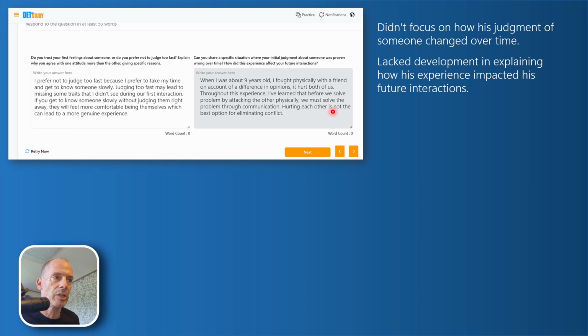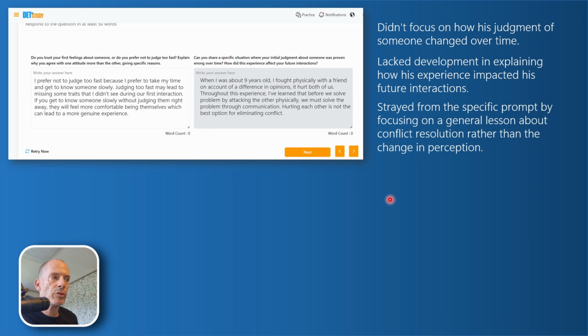He just said that hurting each other is not the best option. He talked about solving the problem by attacking each other physically is not the answer. And he strayed from the specific prompt by focusing on a general lesson about conflict rather than a change in perception. So let's make a little change to his response, focusing on answering this prompt more specifically.